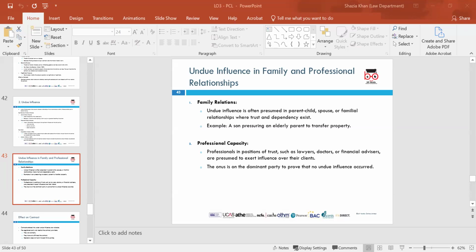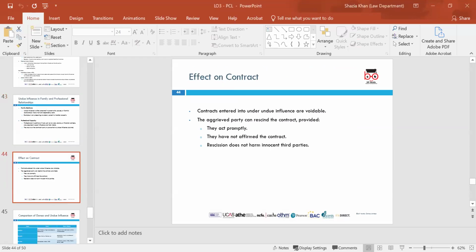In a professional capacity, it could be an elderly parent, like we said, dependent on the child, coerced into changing the will. It could be professionals who are trusted, like doctors who influence a patient, who's maybe an elderly patient, to sort out their finances, maybe put something in their name.